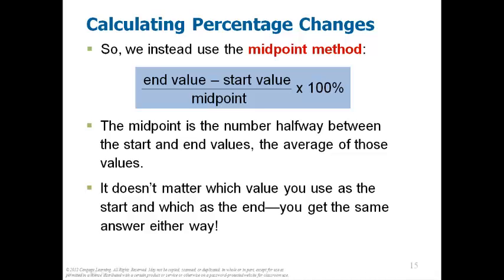So you have the end value minus the start value over the average of the two numbers, or the midpoint. The midpoint is the number halfway between the start and the end values, or the average. And if you use this formula, then it doesn't matter which set of numbers you use as the beginning and which set of numbers you use as the end, as long as you're consistent.